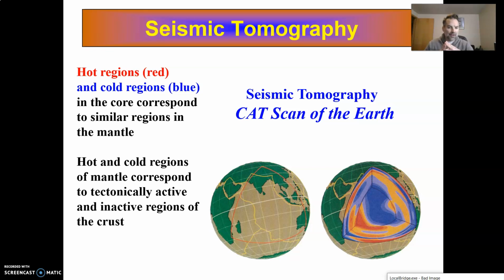Seismic tomography is another technique used to image the interior of the Earth, and these two diagrams down here show that. You can think of seismic tomography as like a CAT scan of the Earth. The hot regions are represented by red, and the blue are the cold regions. Wherever you have a tectonic boundary is where you'll have most of the reds, and the areas that are inactive, without a lot of tectonic movement, will be your blues, or cold areas.